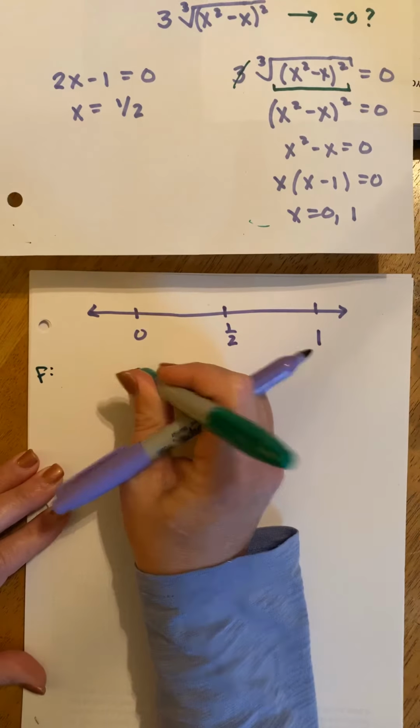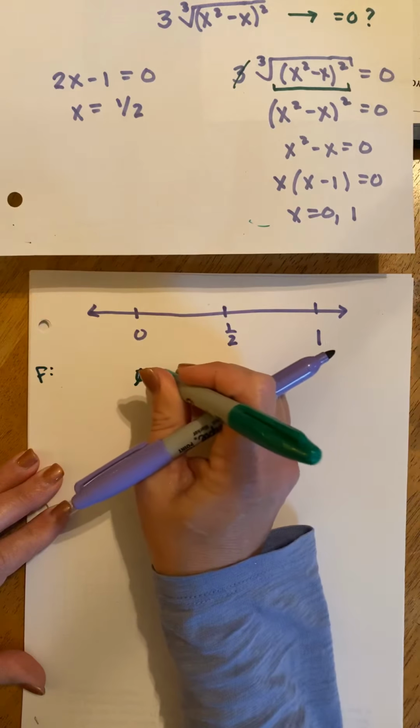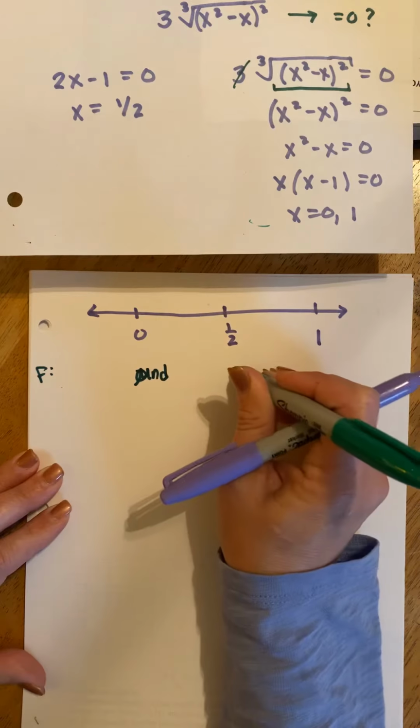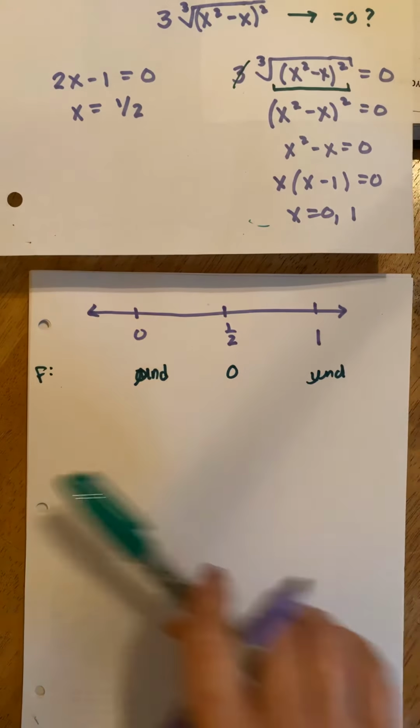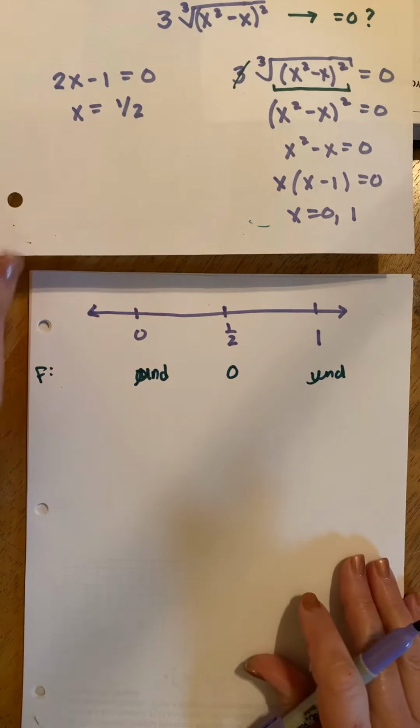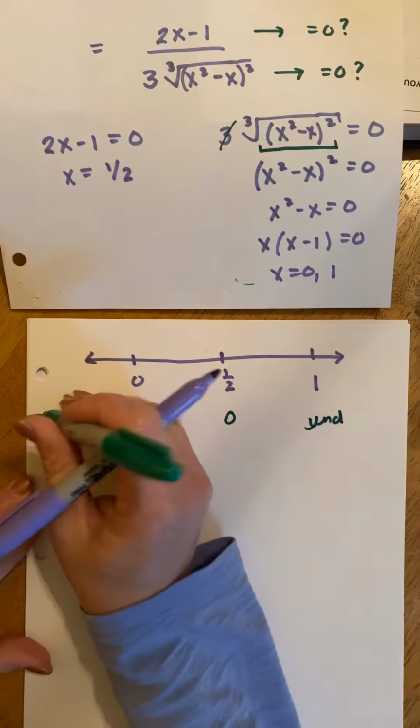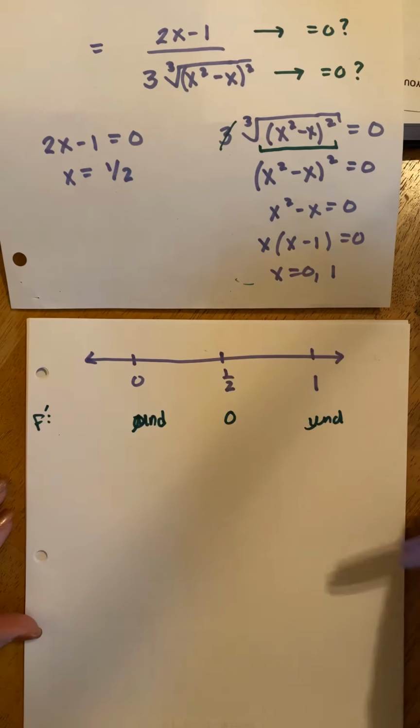I'm going to see how the derivative behaves. It's 0 at 0. Oh no, it's undefined. Wow, I'm really messing this up. It's undefined here. It's 0 here. It's undefined here. So we want to see how the derivative behaves before, between, and after these critical numbers.